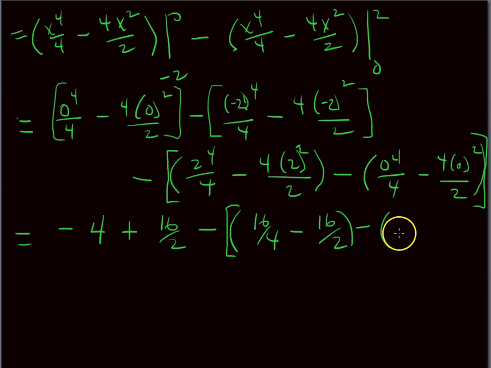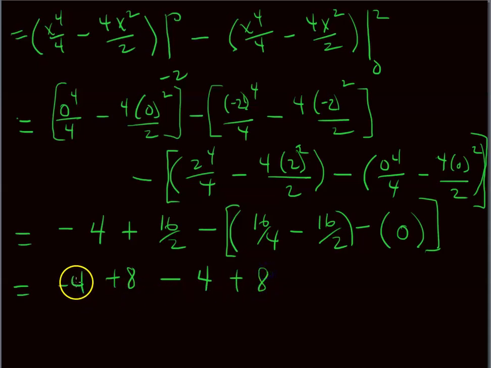0, these are just zeros because you're going to square the 0. 0 to the 4th power. So let's see here. So we get a negative 4. This is a positive 8. Minus, this is a positive 4, but we're subtracting it. And this is a positive 8. So the negative 4 and negative 4 is a negative 8. And that takes care of one of these 8s. But we still have an 8 left. So the answer is 8.